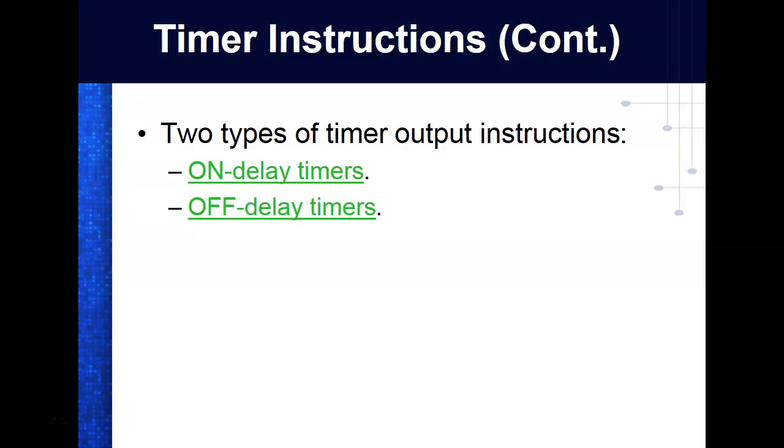So we have two types of timer instructions. This is pretty common on all PLC programming languages. We have an on delay and an off delay. The on delay will start timing when the rung becomes true. An off delay timer will start timing when the rung becomes false. Everybody understand that? That makes sense? On delay starts timing when the rung becomes true, off delay starts timing when the rung becomes false.